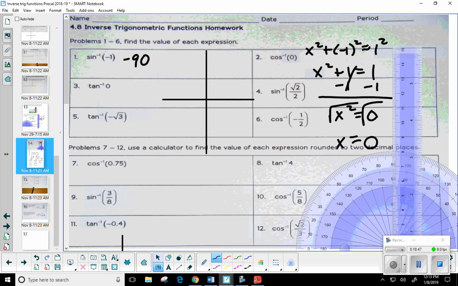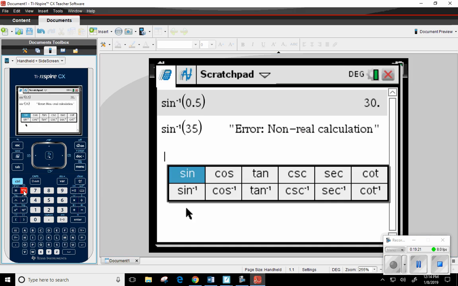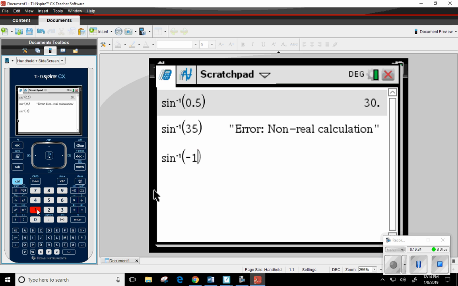-90 degrees. Now, what would that be as a radian? How do I convert it if I don't remember the value? Times pi over 180. If you do that, you're going to get -pi over 2. But let's check it real fast, because we can use the calculator. I'm using the diagrams and the protractors more just to help you make that connection. So let's plug in sine inverse of -1. Now, because mine's in degrees, what should it give me?